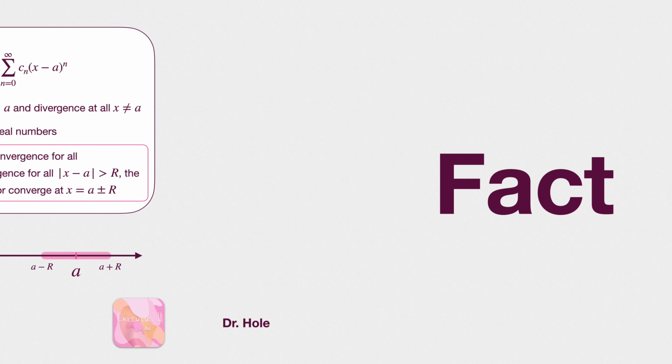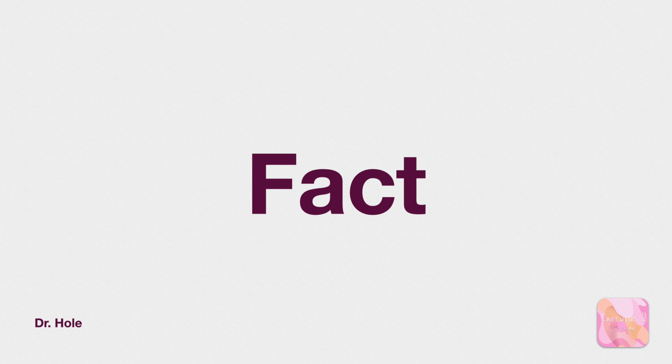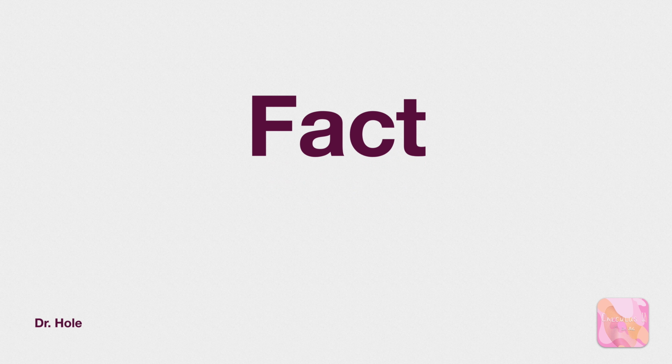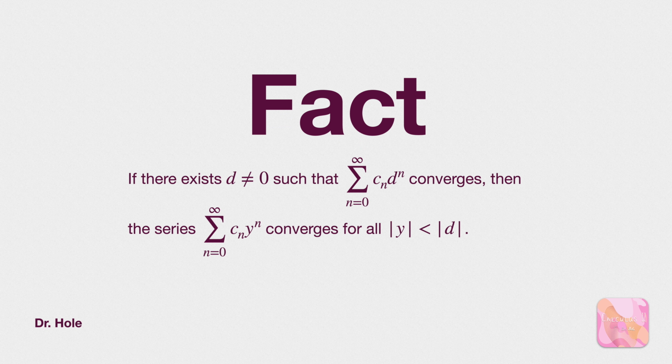Okay, so looking to prove this theorem, we're going to rely upon a fact. Let's make the statement of the fact. The statement of the fact requires that we take a non-zero d. We'll assume that we have a sequence of terms, Cn, beginning at n equals 0. And we'll apply those terms one by one to higher and higher powers on d.